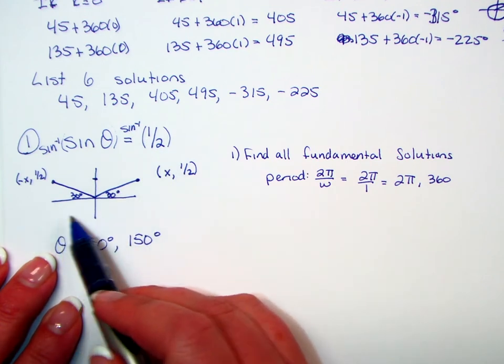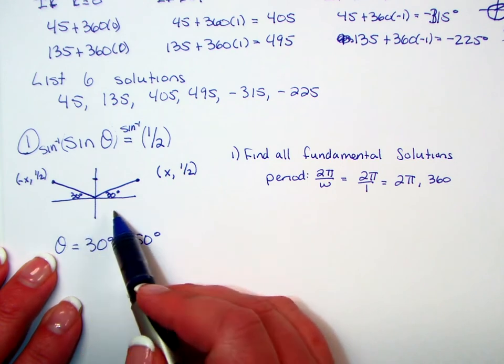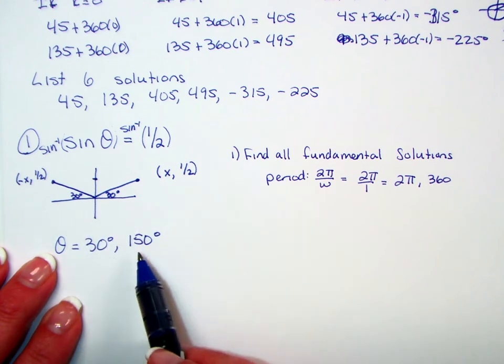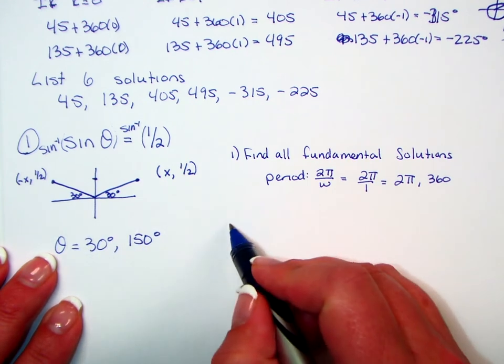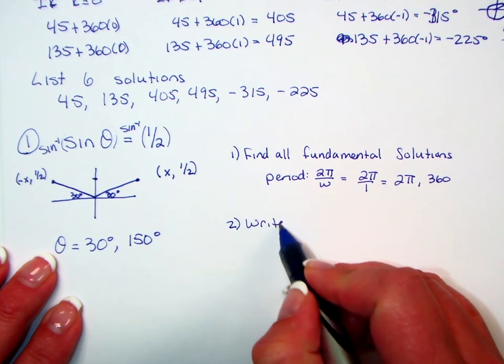Down here in quadrant 3 and 4, we're going to get a sine that is negative, right? And we're not going to count those, right? So here is all our fundamental solutions. So the second thing we want to write is write them as a general formula.